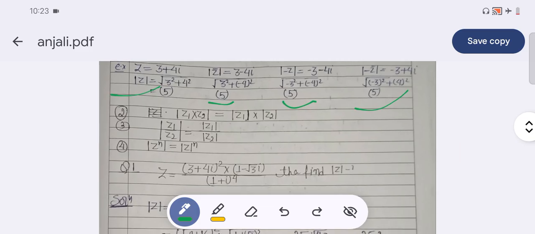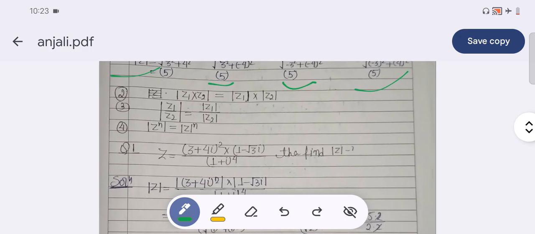The next property is mod of z1 into z2, which is mod of z1 into mod of z2. We can separate both complex numbers. And for mod of z1 upon z2, in division we can separate both numerator and denominator: mod of z1 upon mod of z2. And the next is mod of z to the power n, which equals mod of z to the power n. We take the mod inside and can put n outside. Is it clear?